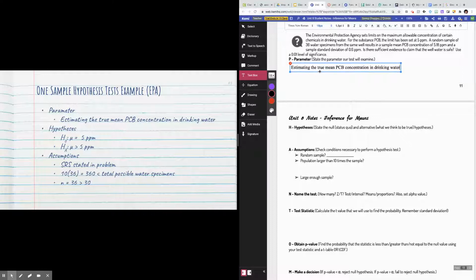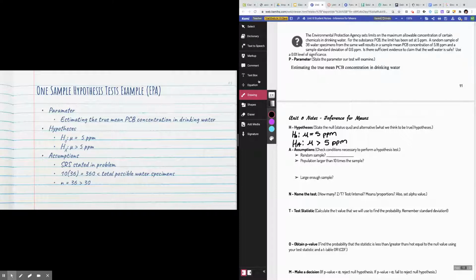Now for my hypotheses, obviously we're going to go with the claim here, and the claim is that the water is fine. We're going to operate under the assumption that the well water is fine, which would mean that the true mean is 5 parts per million. But we're trying to test to see, is it unsafe? Meaning what we're trying to prove is that the mean is actually greater than 5 parts per million.